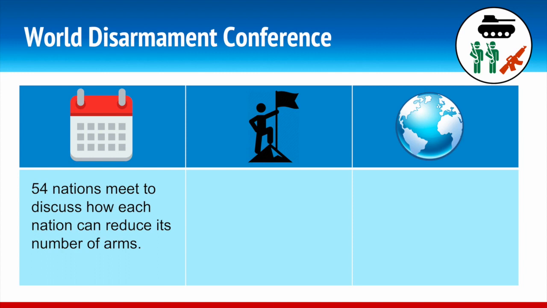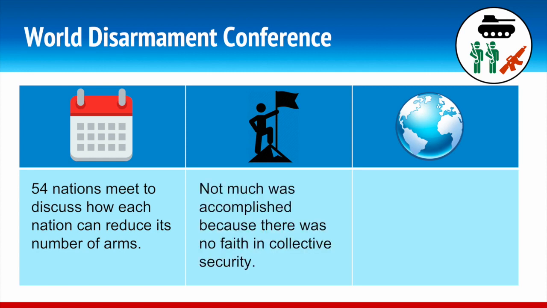What is essentially accomplished through the World Conference? Not much, because essentially nobody trusted each other. Countries like France said, if we reduce our armaments, then we're more at risk for a future war.